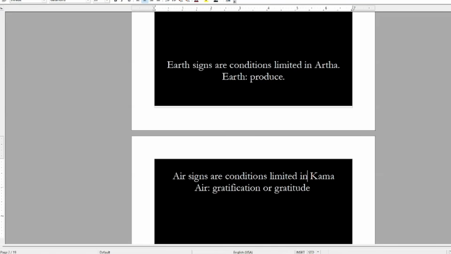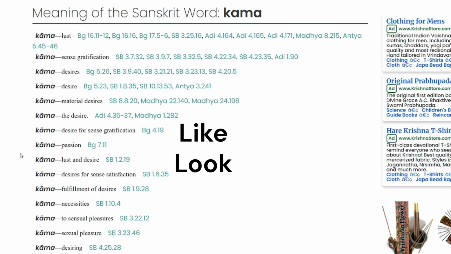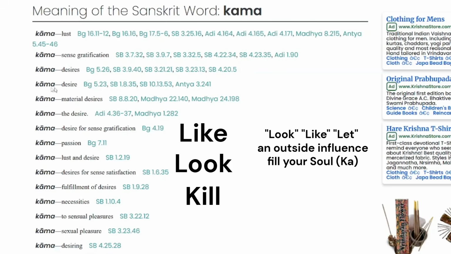So air signs, which are the third pada, are limited in kama, which is desire, which is lust, sense of gratification. You seek completion from something you like, something you look at. Sense of gratification, something you look at. Now, this is a two-way street. Remember I said the opposite of like is kill. Now, when I say that, what you look at fills your soul.